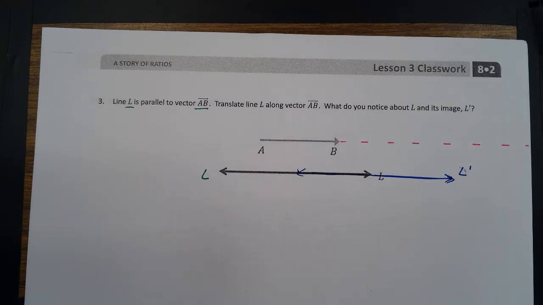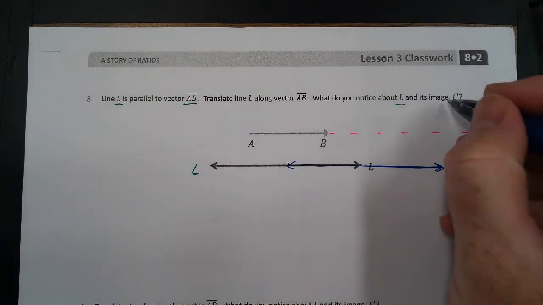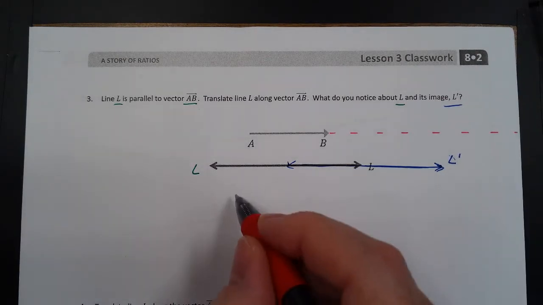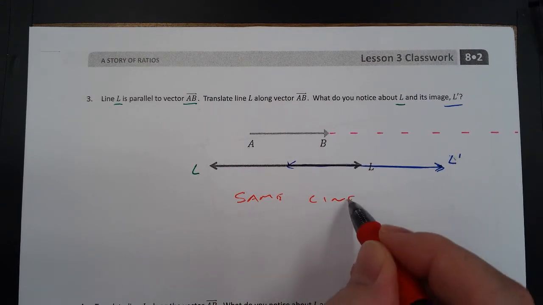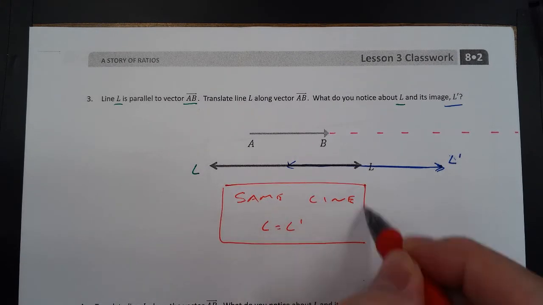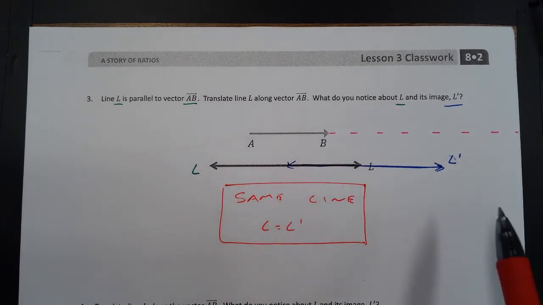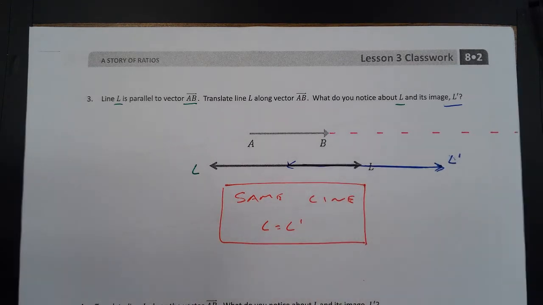What do you notice about L and L prime? What do you notice? Take a minute to write down what you notice. Hopefully you notice that, again, it's the same line. L equals L prime. And the reason is because the line moves in the same direction as the vector. The line and the vector have the same direction, so it's just going to make the same line.